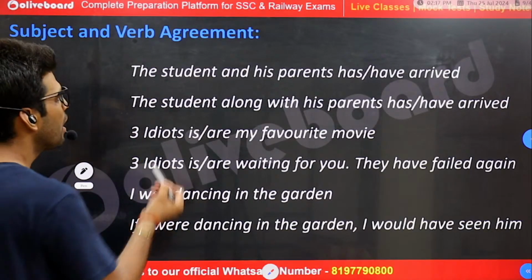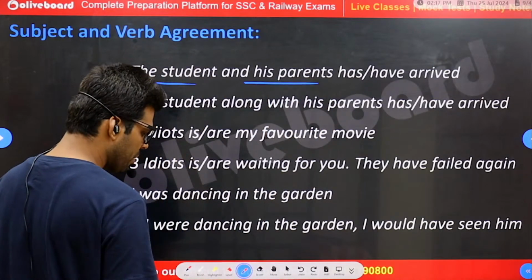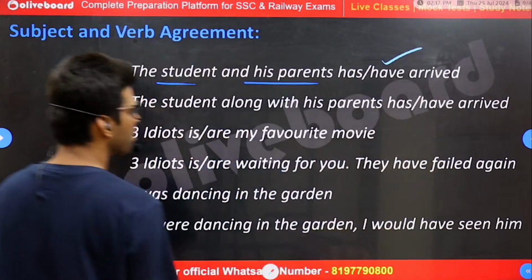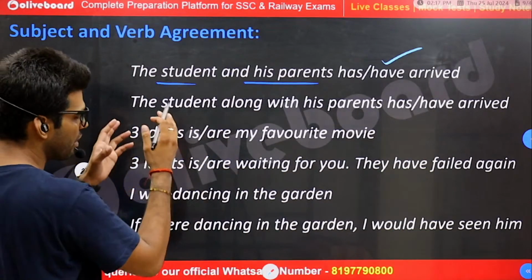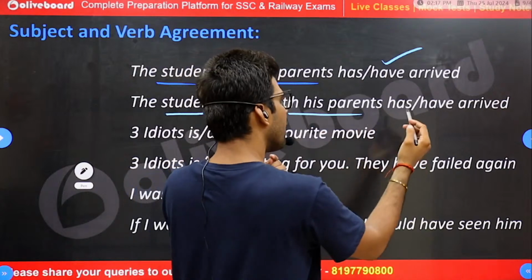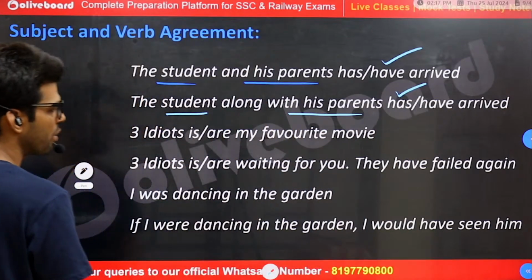For example, mathematically there's a student and his parents. So there should be 2 or 3 people. The resulting verb should be plural in nature, and it is. No objection. But mathematically in the next sentence as well, the student along with his parents, we have 3 people, not only the student but also the parents, but the resulting verb is singular. Why? We'll discuss in next 2-3 minutes.